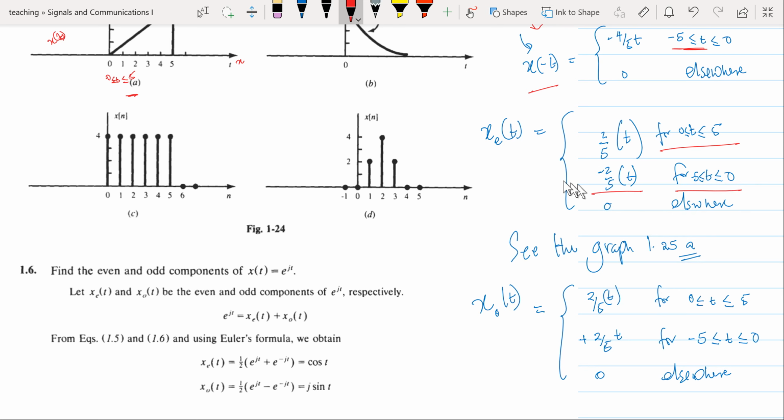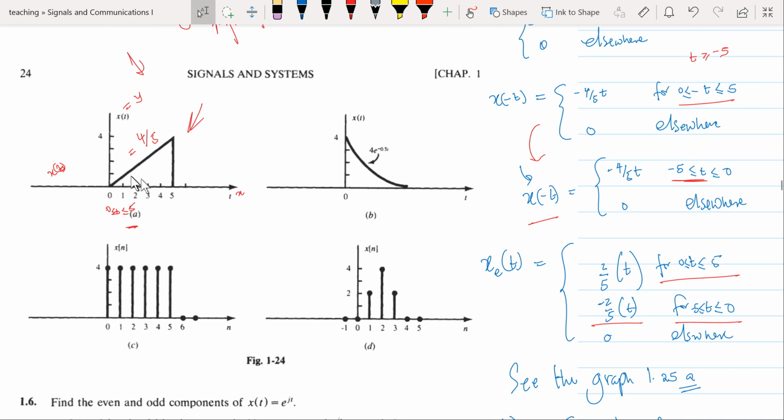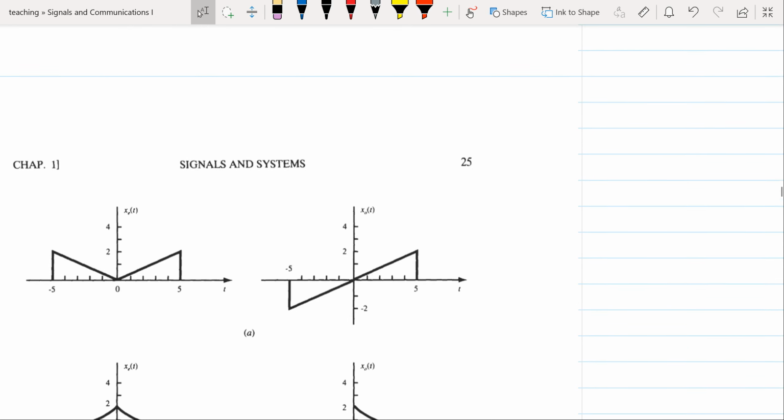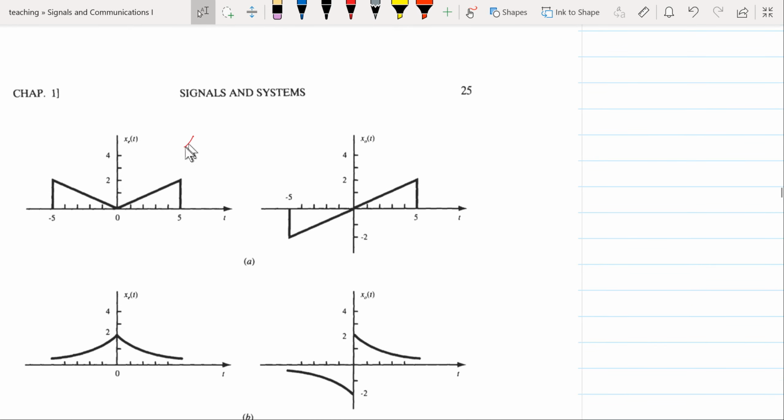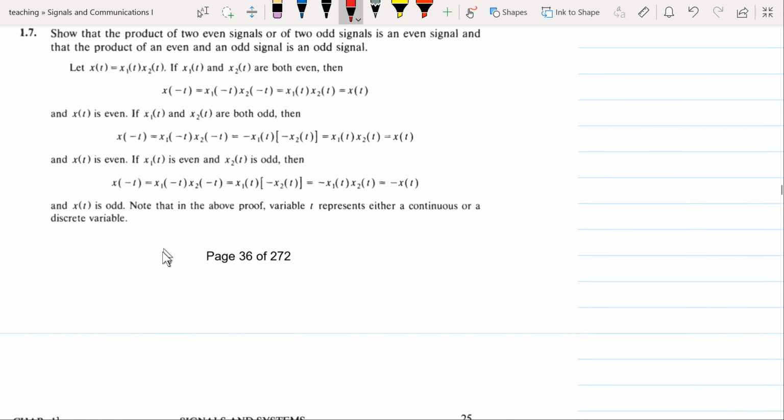And therefore, if we are to plot this on a graph, we will see that it will follow a smaller gradient than before. So you can see that the gradient now will be half of this. So it will be somehow like that, and the other side will come something like that. So that is illustrated on figure 1.25a, and this is the even component, just as we have found out.